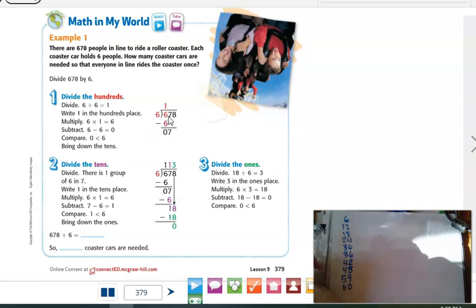They're saying 6 goes into 6, that's why it's in red. 6 goes into 6 one time because it's the first number on my line. 1 times 6 is 6. Subtract 6 minus 6 and you get 0. And what they've done here is they have brought down the 7. So that's what you're seeing the 7 there for.